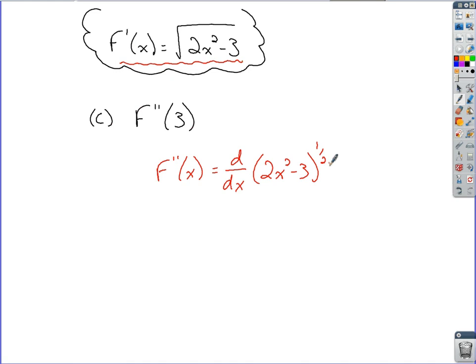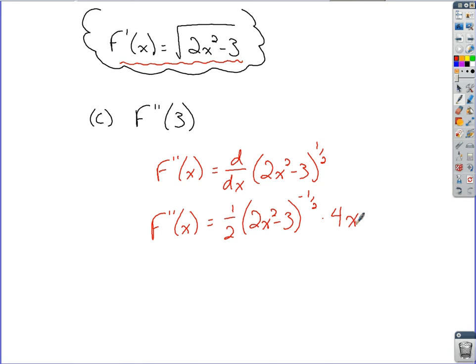Nice to know, because if you're going to take the derivative, we got to bring down that power 1/2. We got to keep all the stuff inside the same. Got to subtract 1 away from that power. And then what? Yep, tack on a 4x, because that's the derivative of the inside. This is our chain rule.